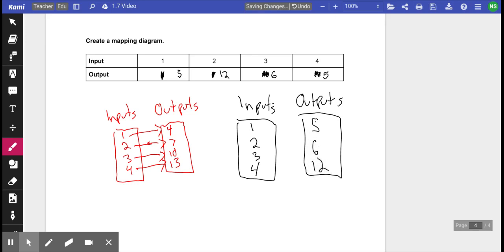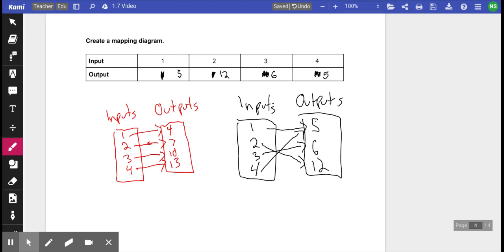So now we just have to draw our arrows to connect the inputs to the outputs. So the input of 1 gives me an output of 5. The input of 2 gives me an output of 12. The input of 3 gives me an output of 6. And the input of 4 gives me an output of 5.